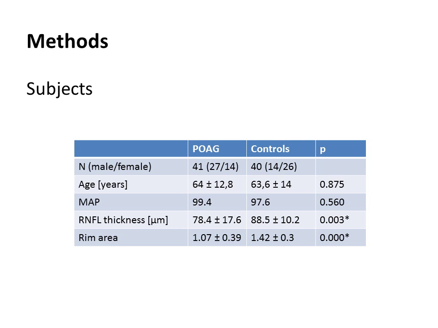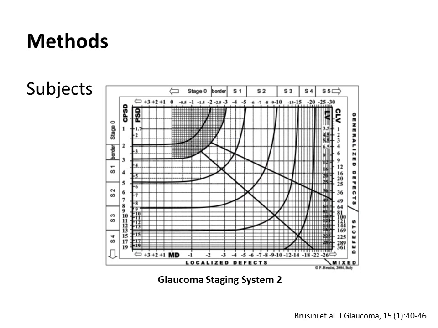So the next study we did was in glaucoma. Here again is the survey of the patients. We had 41 patients and 40 controls, again with the same age and the same blood pressure. However, the retinal nerve fiber layer and the rim area measured by OCT were significantly lower in the patient group.